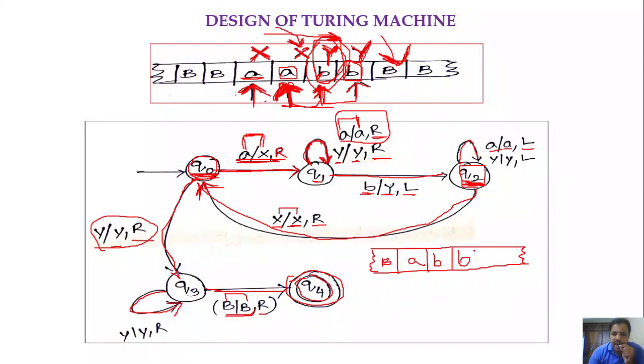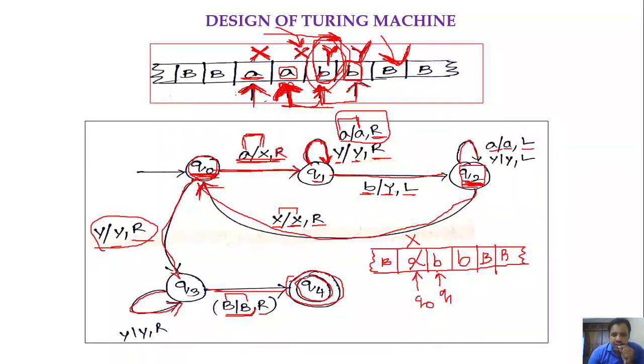See here, I have taken the string as ABB, right? So it must be rejected because the number of A's and the number of B's are not the same. Initially the head is pointing towards A and we are in state Q naught. In Q naught, if we get A, we replace that A with X and move the head towards right, and we are in state Q1. So the head has moved towards right.